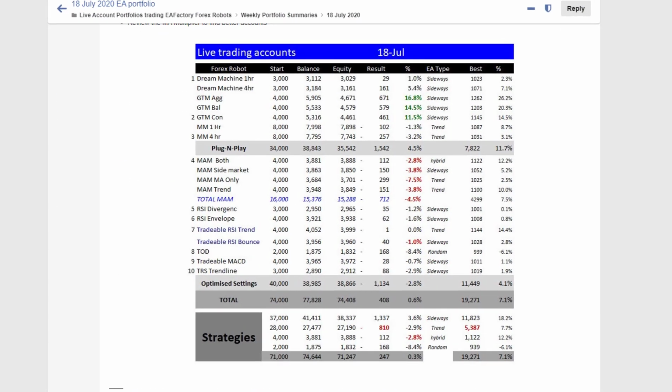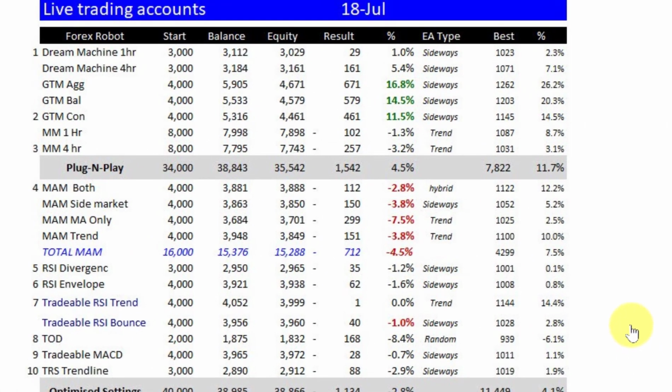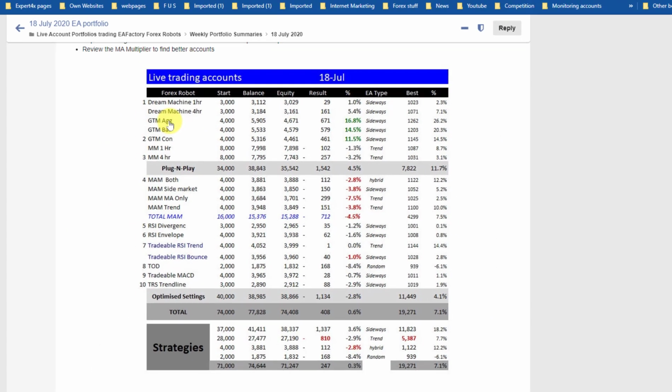So let's say you're a prospective client and you want to purchase an EA. You come to the summary and you say, gee, this GTM aggressive is really doing very well, and it's made a 26% return in the last 6 to 7 weeks. I'm pretty interested in that particular EA. So now what you can do is go to that EA's section in the forum. So let's do just that.